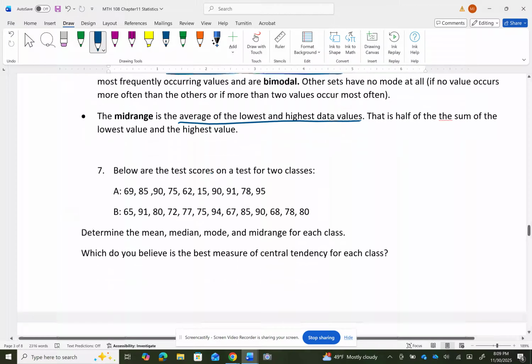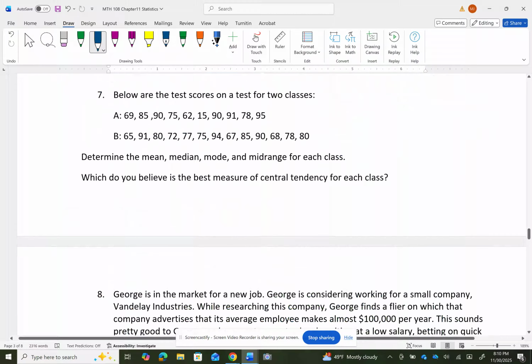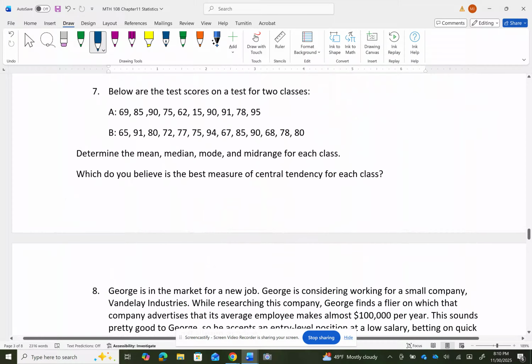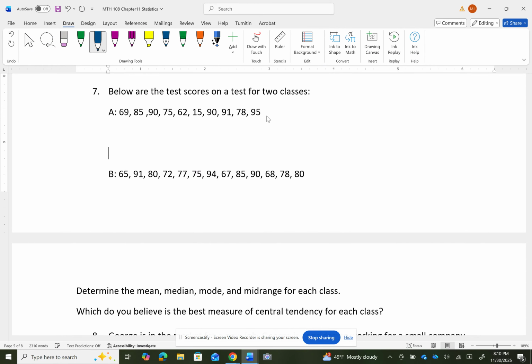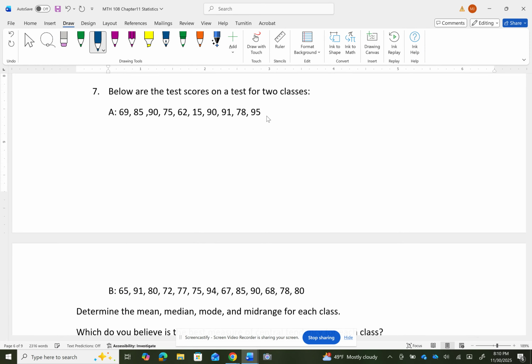So we're going to do that for these two data sets. We're going to find the mean, median, mode, and mid-range for each of these. Okay? I'm going to try to squeeze it in over here. No, maybe not. I'm going to give myself a little more space. You don't have the room on yours, but I'm just going to open this up and give myself a little more room. So let's do that for this data set.